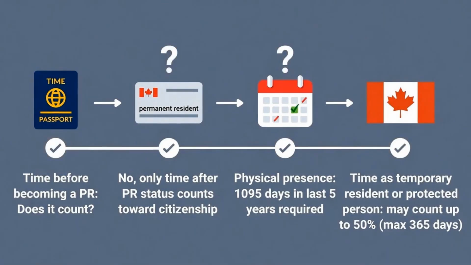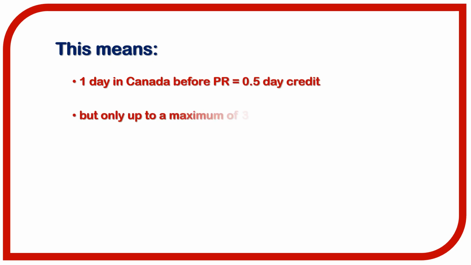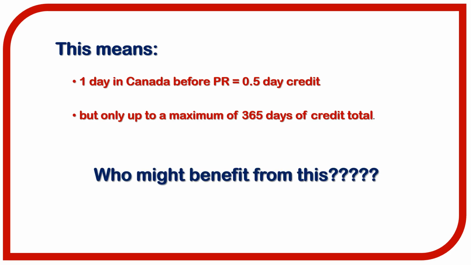IRCC says that each day you were physically present in Canada as a temporary resident or protected person during the 5-year eligibility period can count as half a day toward your physical presence requirement, but there is a maximum credit of 365 days. This means one day in Canada before PR equals 0.5 day credit, but only up to a maximum of 365 days of credit total.